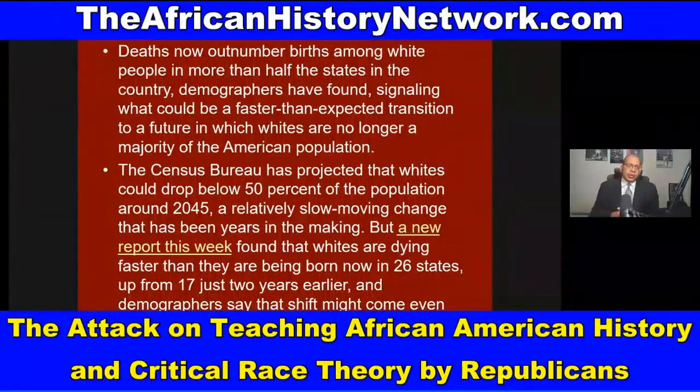The U.S. Census Bureau has projected that white people could drop below 50% of the population around 2045, a relatively slow-moving change that has been years in the making. But a new report this week, when this article came out in June of 2018, found that white people are dying faster than they are being born in 26 states out of 50, up from 17 states out of 50 just 2 years prior. And demographers say that shift might come even sooner.